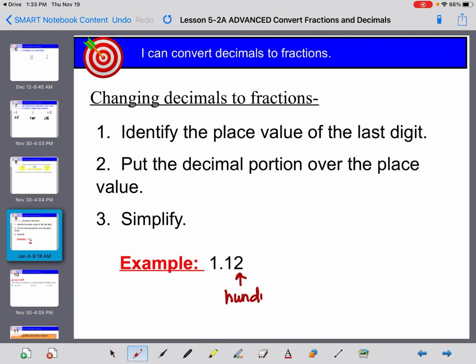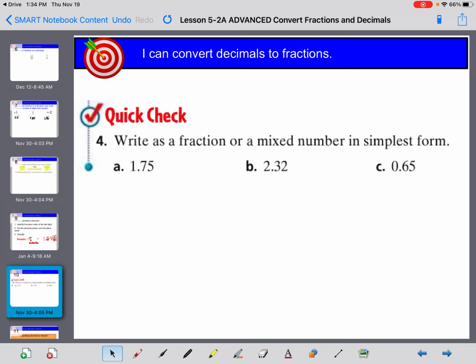Some of you might have chosen 2, and that's okay too. 100 divided by 4 is 25, but you would have just had a little bit more work to do. So 1 and 3/25. Pause the video and try these 3 problems. Come on back to compare your answers to mine.